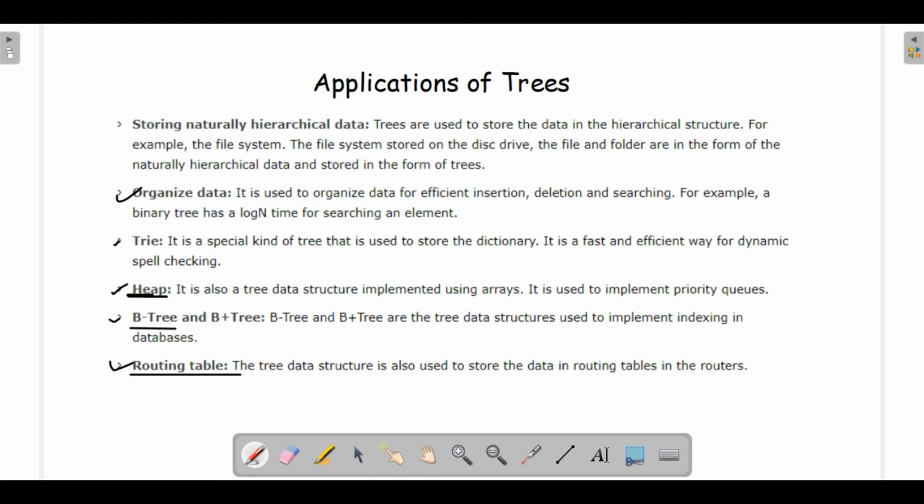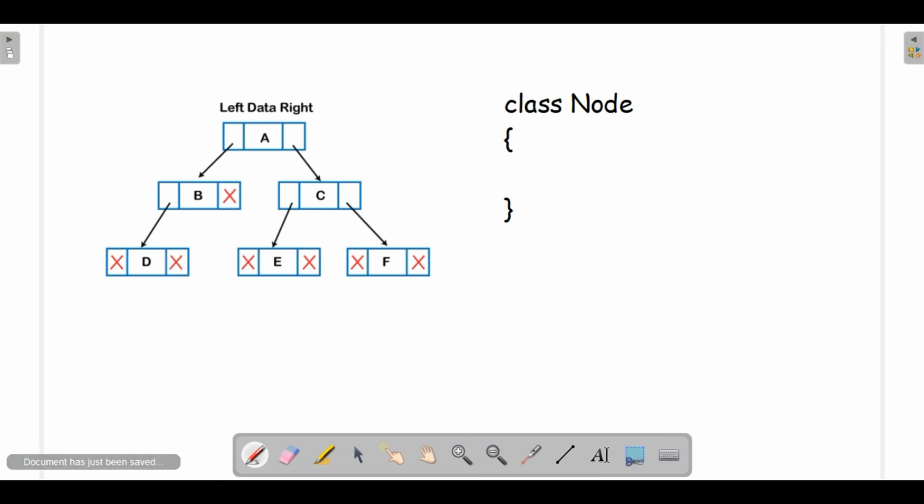So now, here is the implementation of a tree. See how to create a tree in Java. Basically, in order to create a tree, you need to have a class. You might name it node, you might name it tree, you might name it anything. See, this class would be having three properties. One would be the data part inside it, and the others would be the left and right sides of that tree.